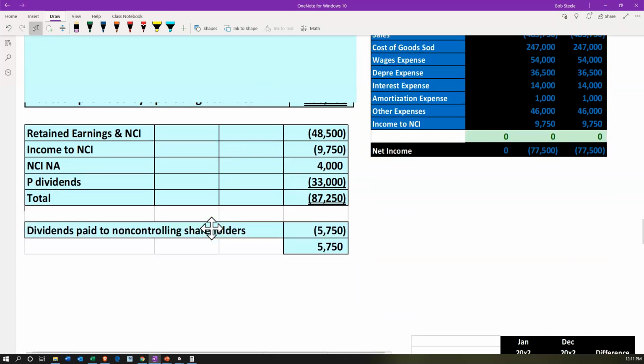So we're in essence going to have to account for some of those other changes. These two up top, the 9,750 and the 4,000, net together to that 5,750. We'll see that later as dividends paid to the non-controlling shareholders. We'll see the dividends down in the financing activities.